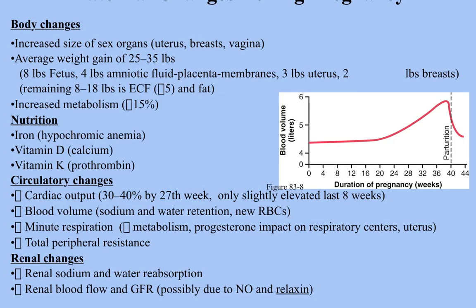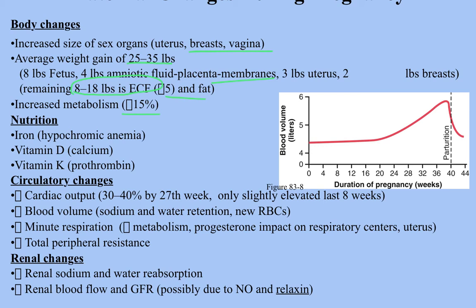All right, so body changes as a result of pregnancy. Increased size of sex organs. We've talked a little bit about that. The average weight gain is about 25 to 35 pounds, and here's the breakdown of what that weight is coming from. So it's not all fetus and it's not all amniotic fluid. Most of the volume is actually from an increase in extracellular fluid volume from that retention of sodium and retention of water. And you have an increased metabolism.